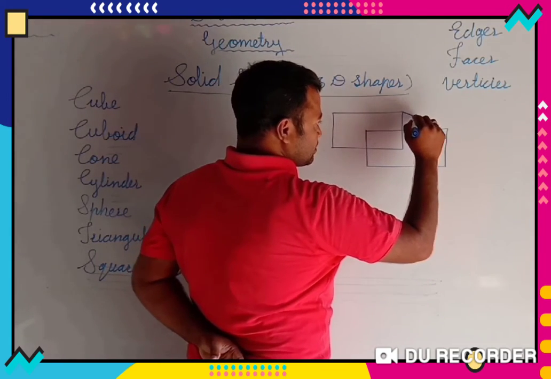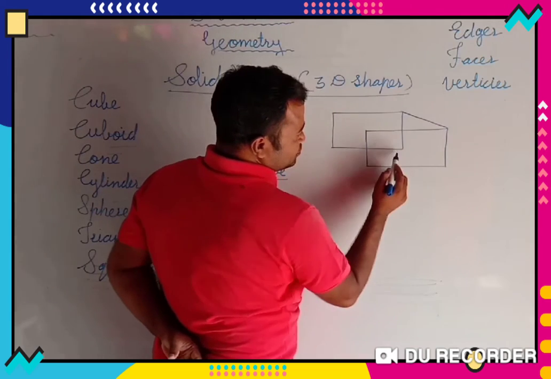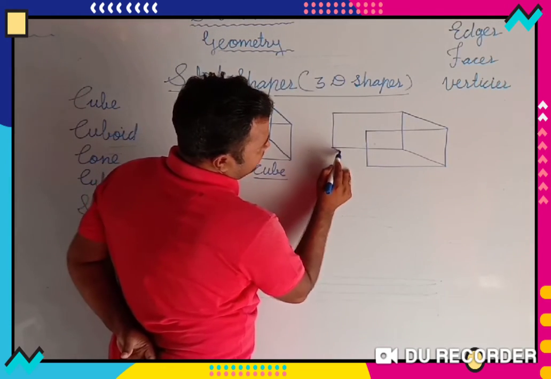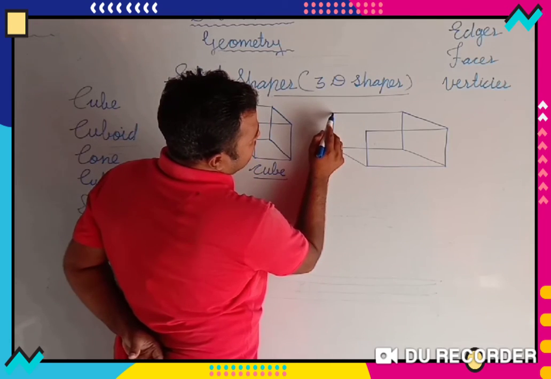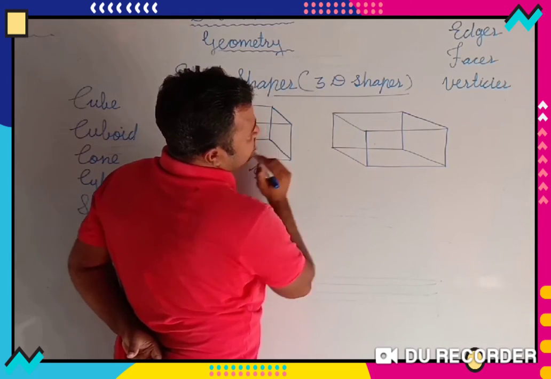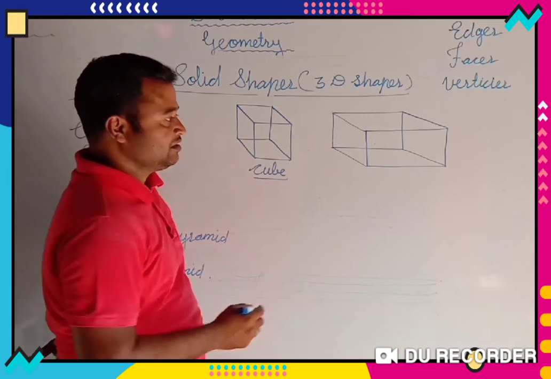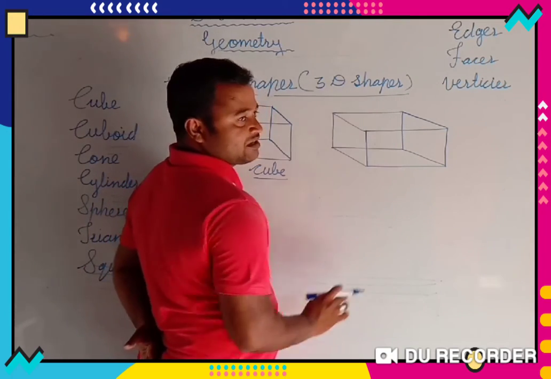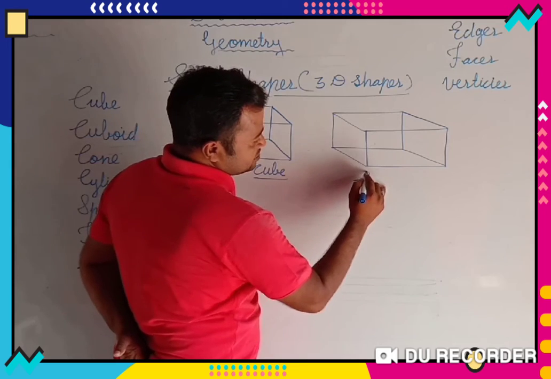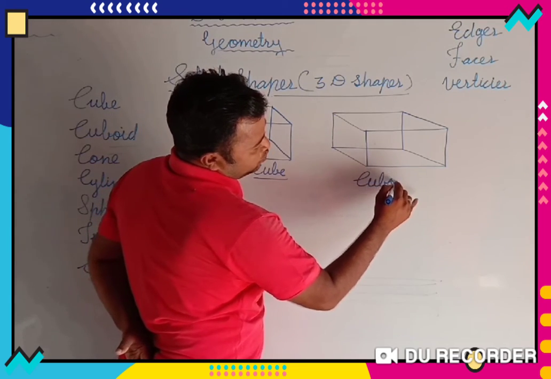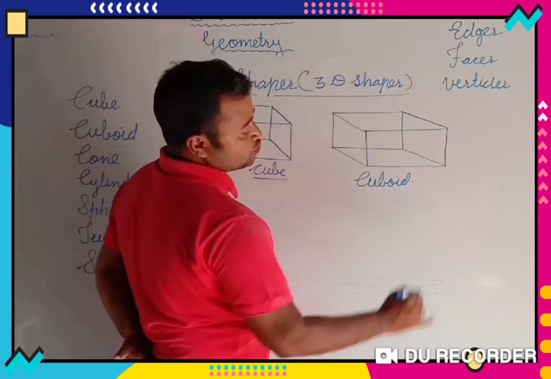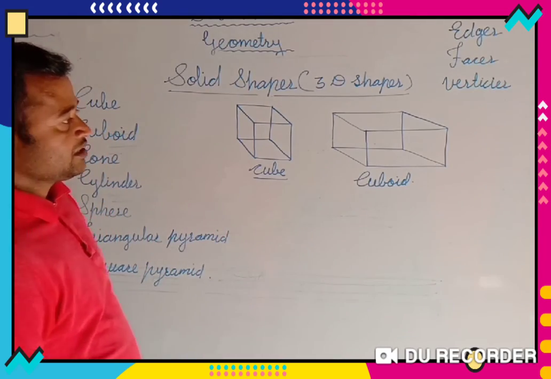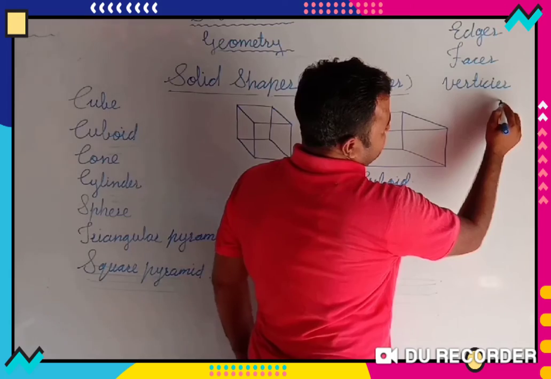And join its corners. These two, these two, and these two. The key here, you people have to keep in mind, is that this face, this inside part of a cuboid, must be a rectangle. So this is cuboid. C-U-B-O-I-D. Cuboid. Right? The next figure, that is cone.